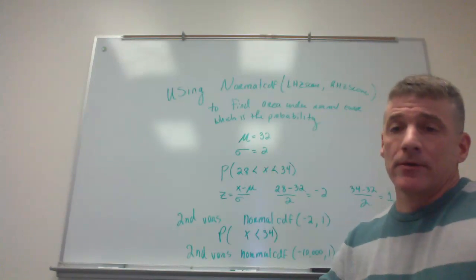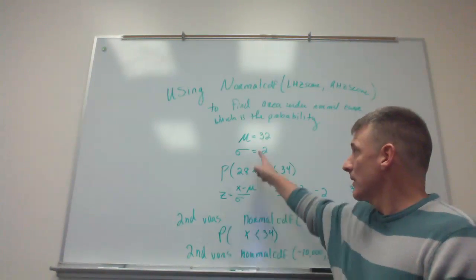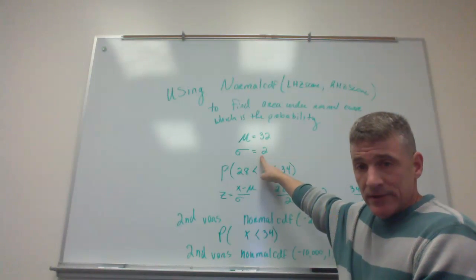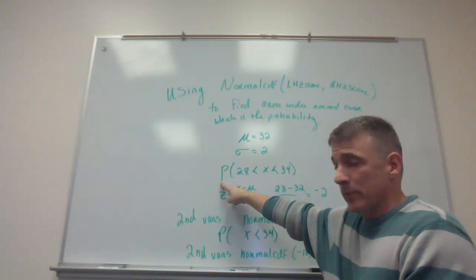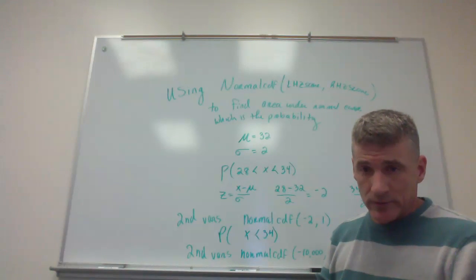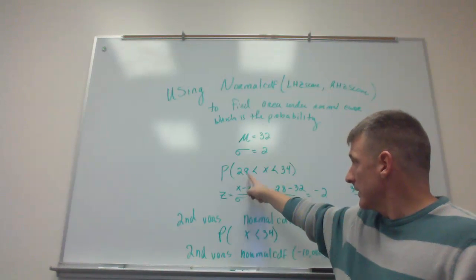Alright, so through this whole big set of data, whatever this big set of data is, you pull out that the mean is 32 and the standard deviation is 2. What you're trying to find is the probability of some individual score, data point, whatever, is between 28 and 34.